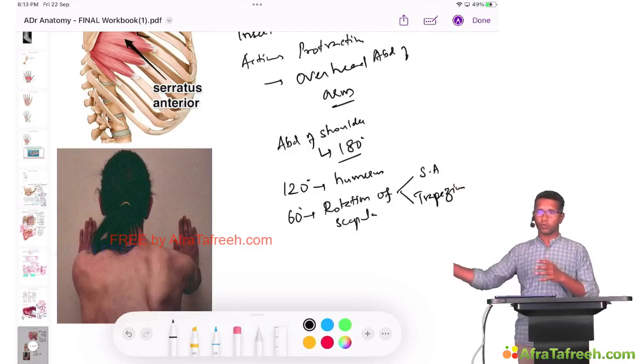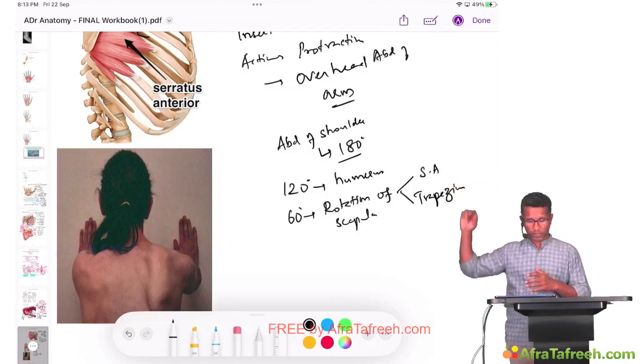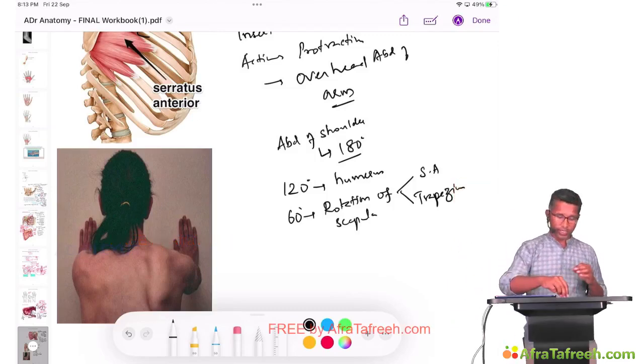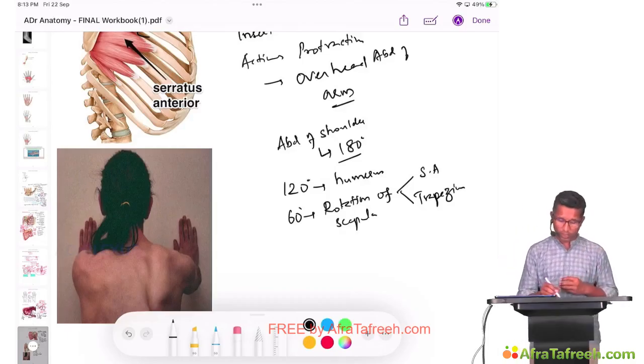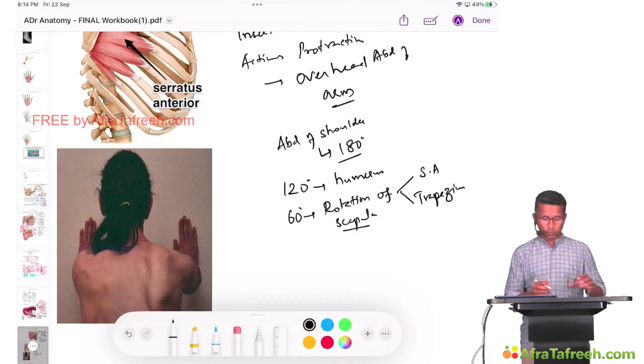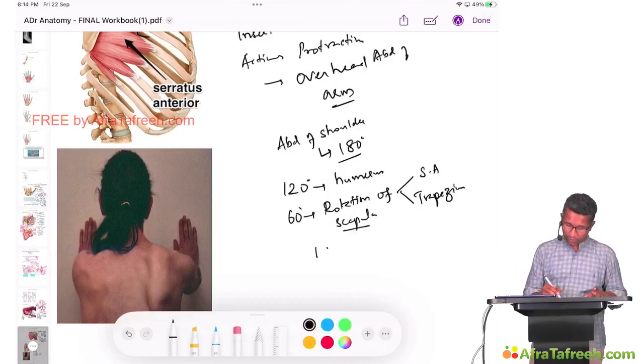So if you take a total of 180 degrees of shoulder abduction, 120 degrees are contributed by the humerus movement and 60 degrees by the rotation of the scapula. This movement happens in the ratio of 1:2. So the scapula moves by 1 degree and the humerus moves by 2 degrees.